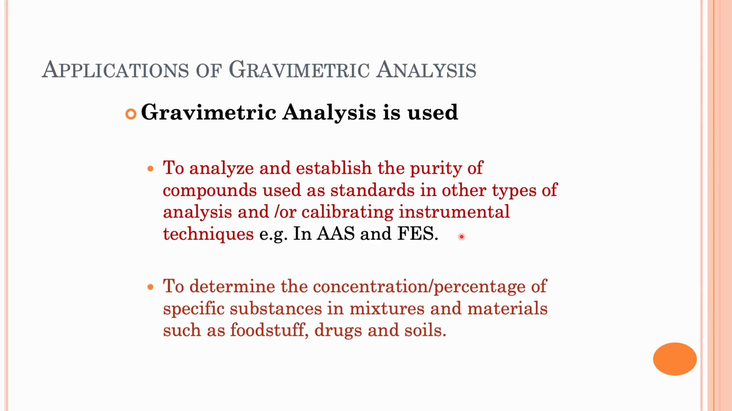Some examples of this are atomic absorption spectroscopy. It can be used to determine the concentration or the percentage of specific substances in mixtures and materials such as your soils, your drugs, your foodstuff. It can be used to maintain quality control of your fertilizers, like the percentage of phosphate in your fertilizers. It can monitor the concentration of particles in the air, and it can be used for combustion analysis. So this is going to be evolving your CO2 and your water vapor, so the masses of those can be determined.